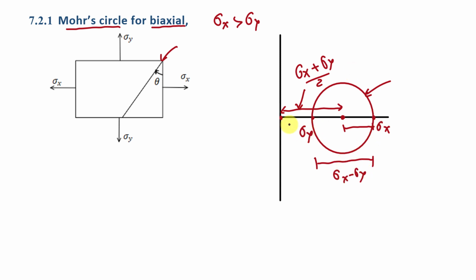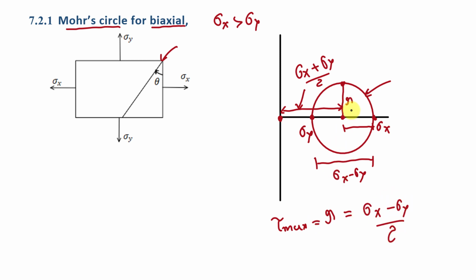Fine. Here the distance between this point and this point is sigma x, and the distance between this point and this point is sigma y. So this distance is sigma x minus sigma y, and that is the diameter of this Mohr circle. So we can say that the radius of this Mohr circle is (sigma x minus sigma y) by 2. And we know that tau maximum will be at this point, and this is the radius of this Mohr circle. So we can say that tau max is equal to (sigma x minus sigma y) by 2.